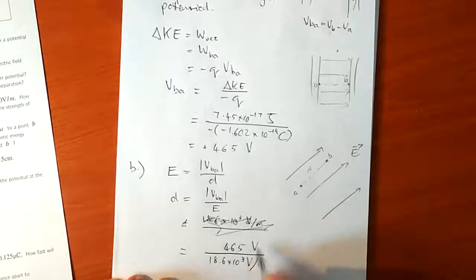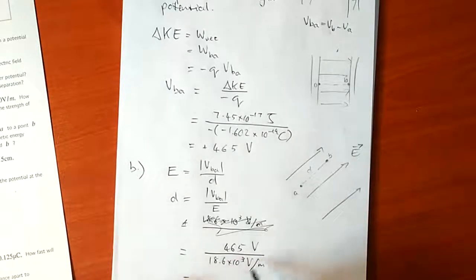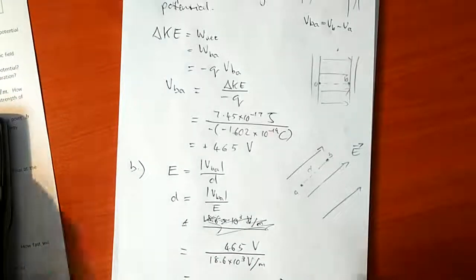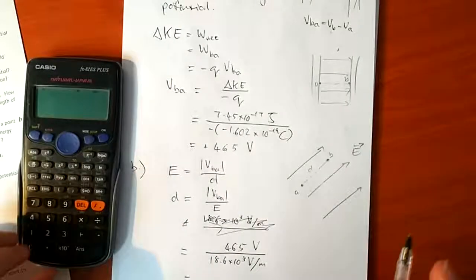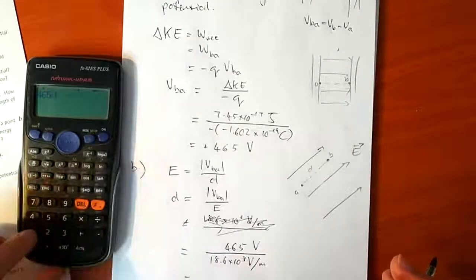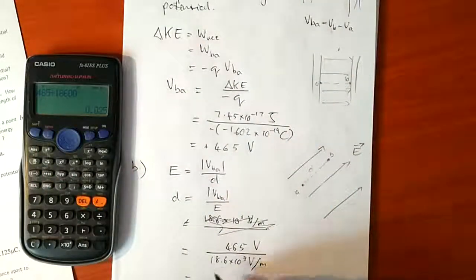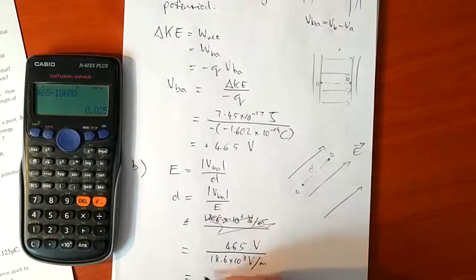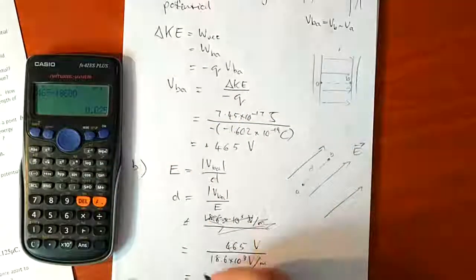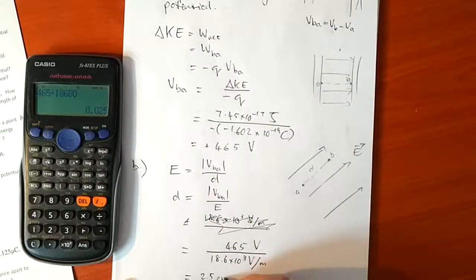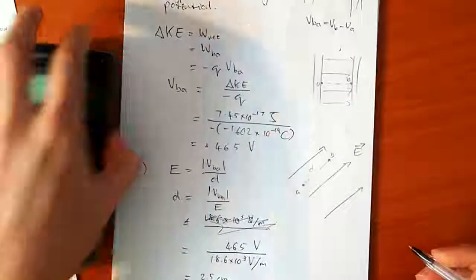So that's volts per meter, right? And that is equal to... here you can see why I had to change the kilovolts to volts. Otherwise the volts wouldn't have cancelled like this to leave only meters. Okay, so let's calculate that. 465 divided by... okay, so it's 0.025. So it's that many meters. Okay, so now that is 2.5 centimeters. Okay, and that's it.